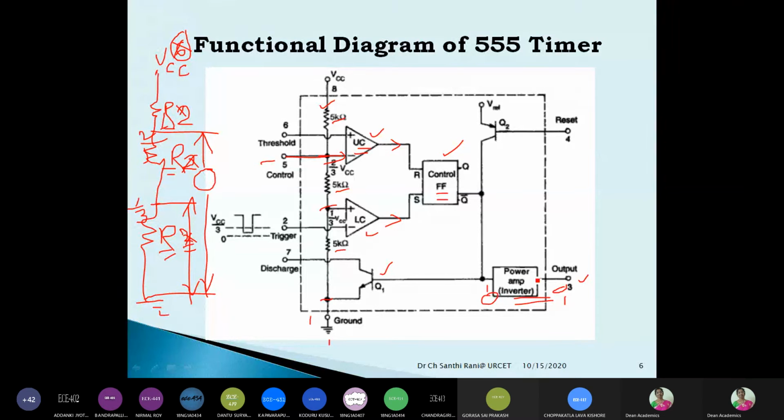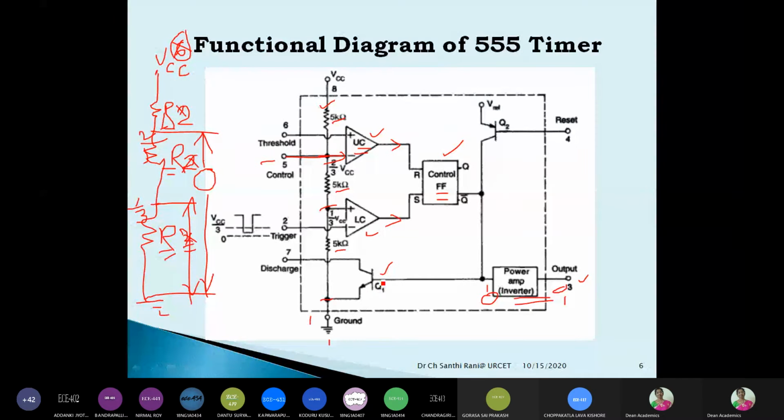That's all, inverter. So these are the various circuits that we are using inside our 555 timer. So one inverter, one control flip-flop, and 2 comparators. One is named as the upper comparator, the other one is named as the lower comparator, and 3 resistors which are named as voltage divider resistors. Okay? And 2 transistors. This is used as a buffer and this is used as a switch.